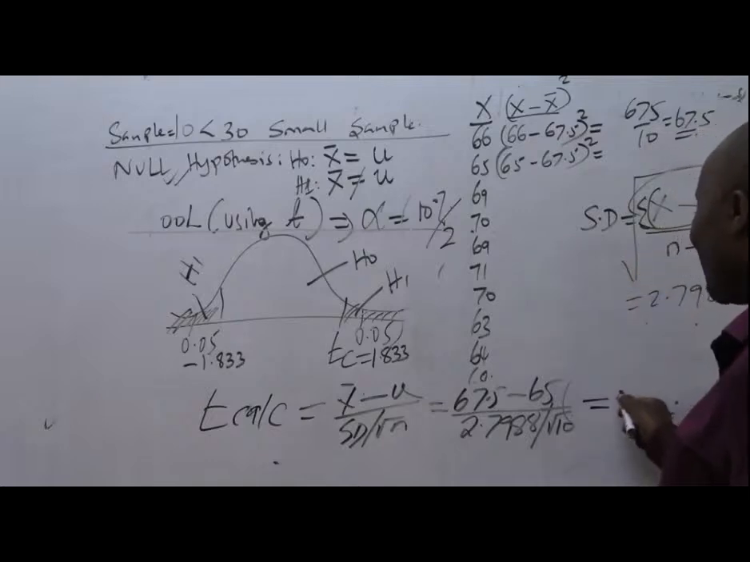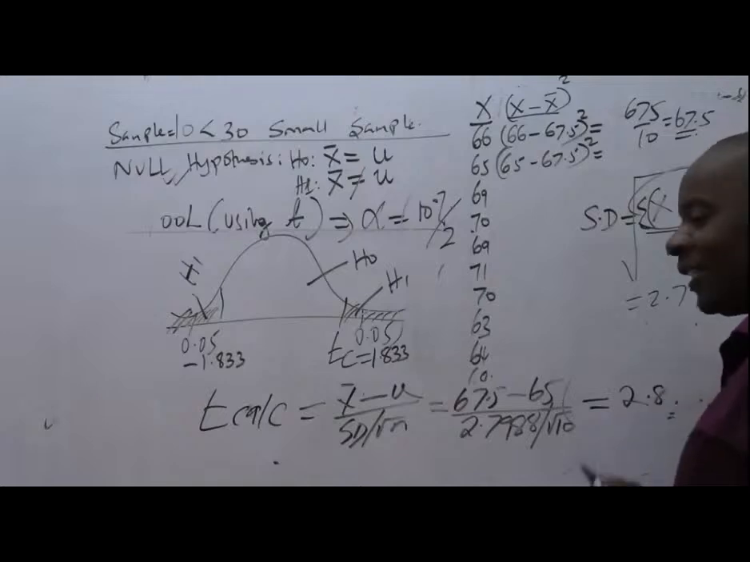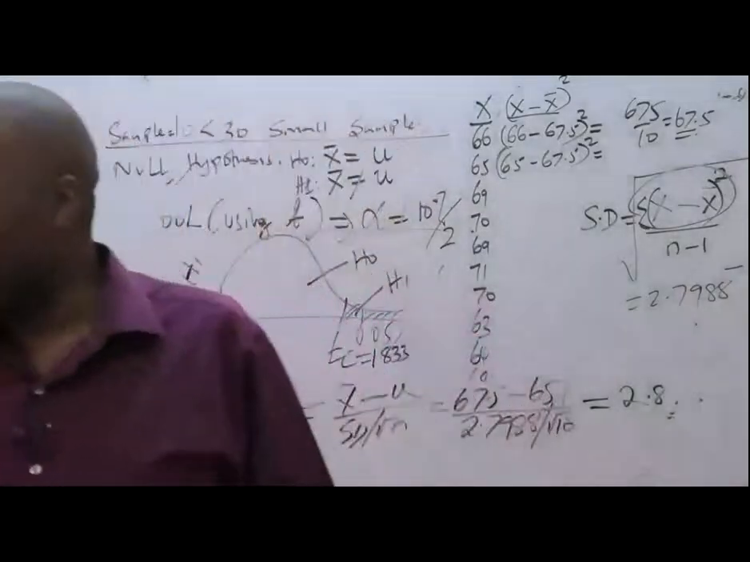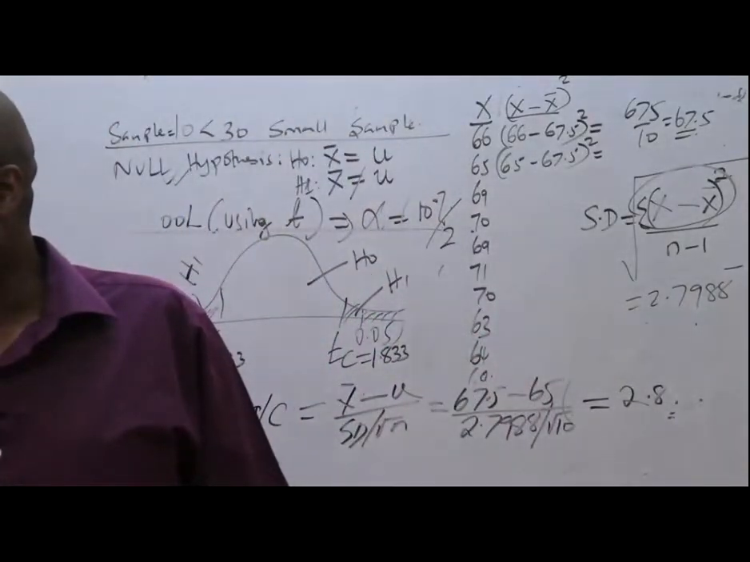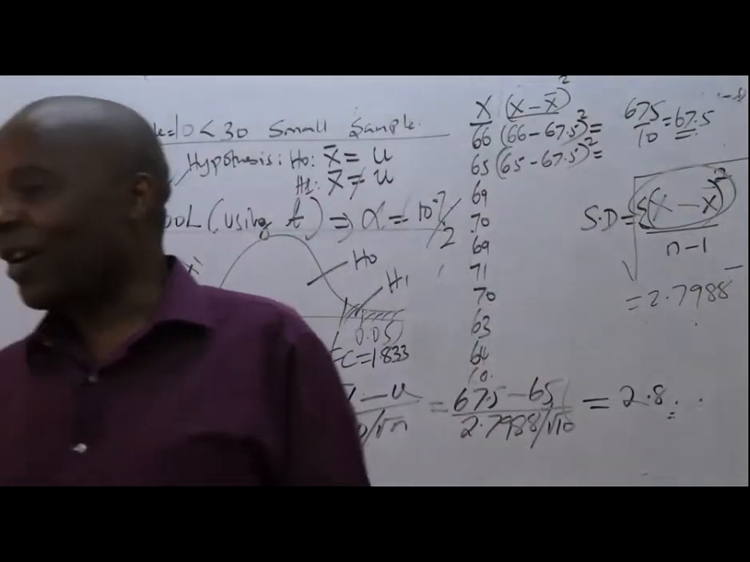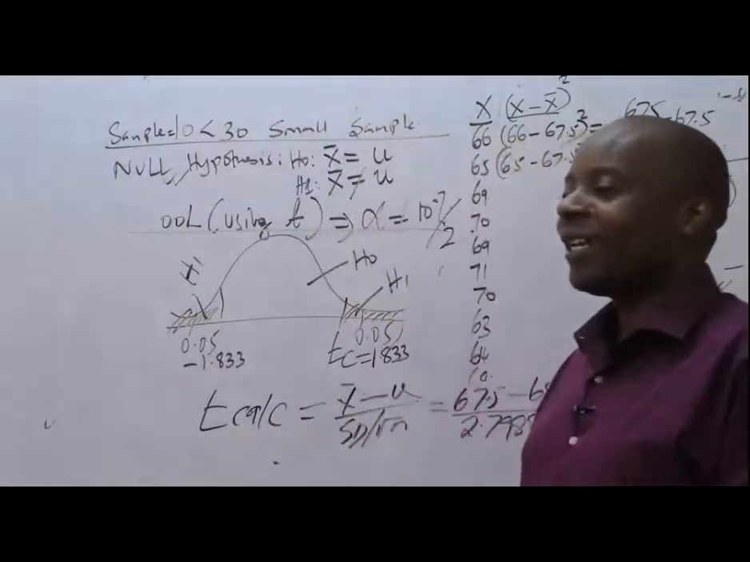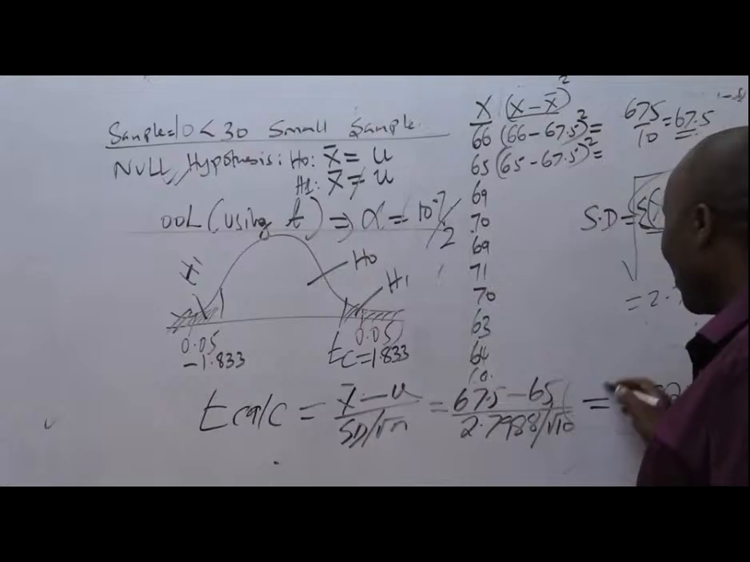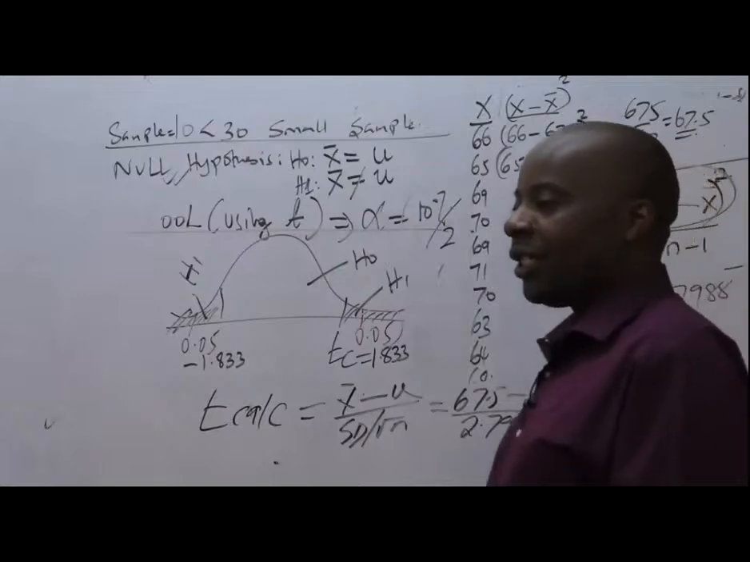I think the positive one is correct, 2.8 something. The positive one is correct, 2.8. 2.825, with the rounding off. Now we go to the last stage, which is the decision stage.